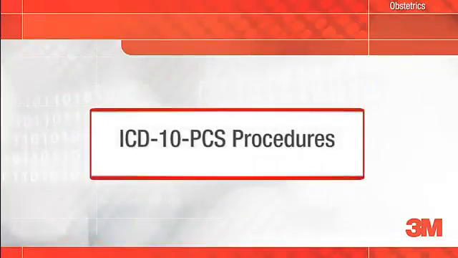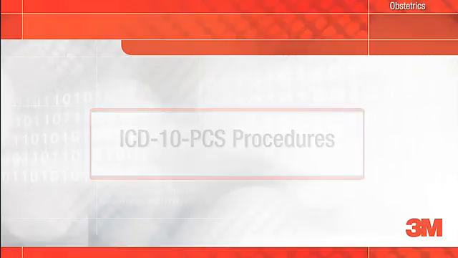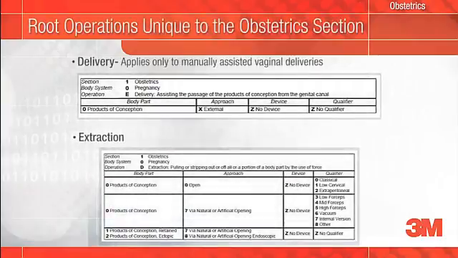We'll spend the next few minutes reviewing a few obstetrical ICD-10 procedure codes. The root operation delivery is unique to the obstetrics section of ICD-10. It is defined as assisting the passage of the products of conception from the genital canal. The root operation is only used for manually assisted vaginal deliveries.